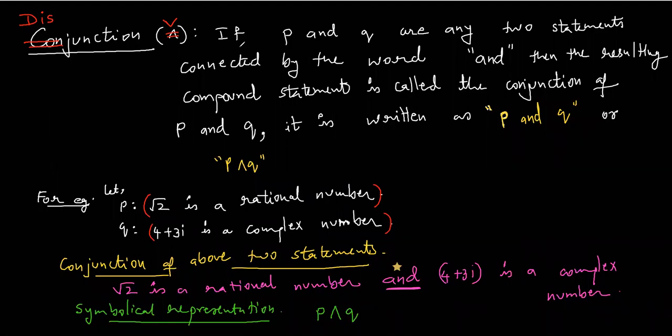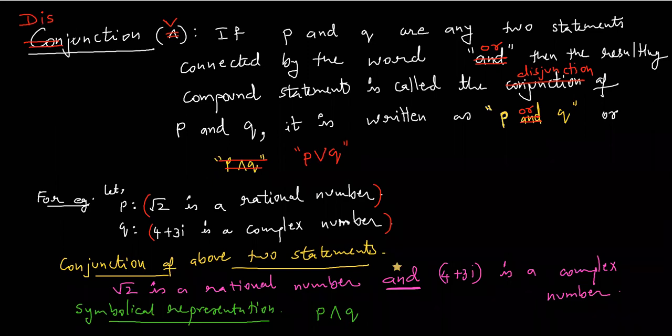So here the definition is, if P and Q are any two statements connected by the word or, this time it is or, then the resulting compound statement is called disjunction. What is it called, students? It is called disjunction of P and Q. It is written as P or Q, or you know it, it is written as this. Okay, so this becomes the definition of disjunction. Now let's have an example. I repeat once again here for you.